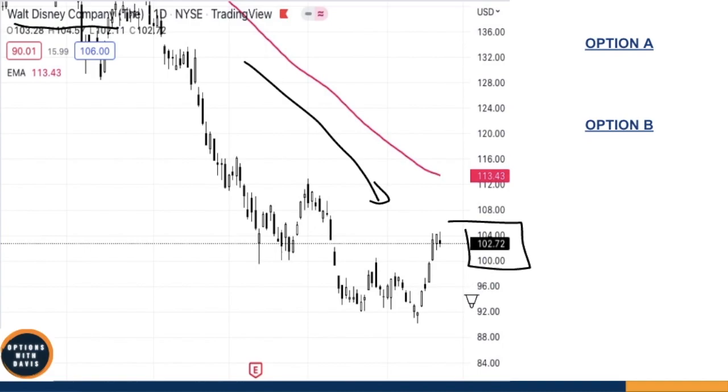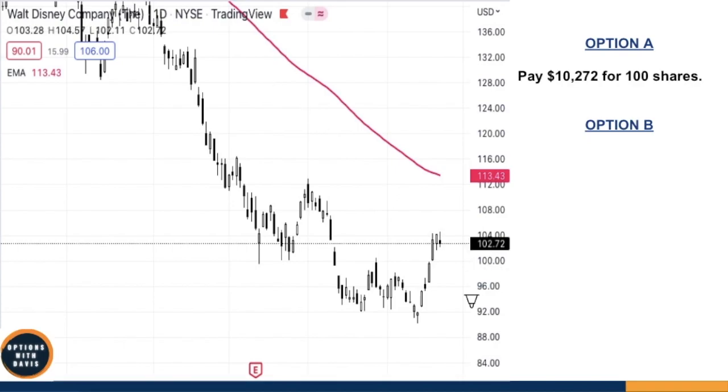So there are two ways you can go about buying these shares, right? Option A would be to simply pay $10,272 for 100 shares. Now the second option would be to pay $5,490 for 100 shares. Now, if it was you, which would you choose?